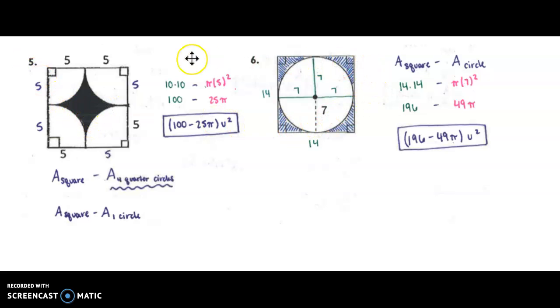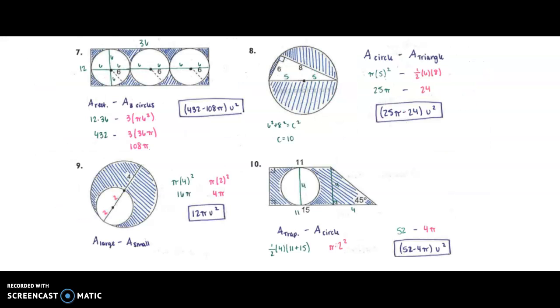And more of the same here. Take a look at these examples. Again, more. Hopefully you can follow these, and I think the color coordinating definitely helps. Area of the large minus the area of the small.